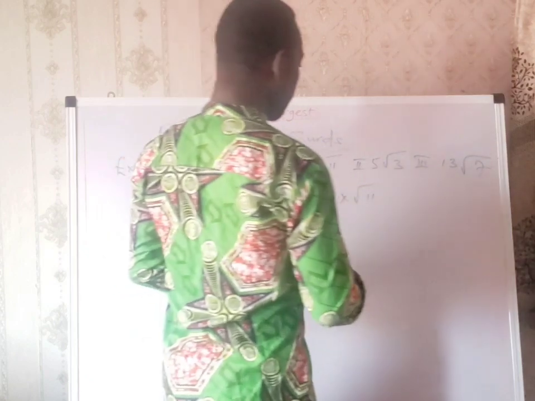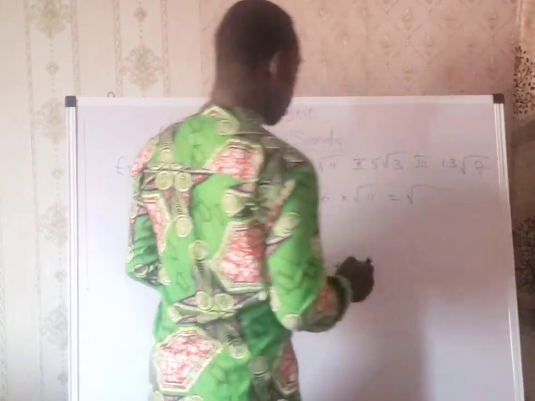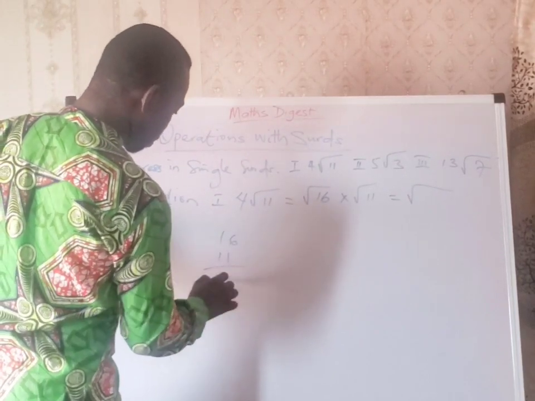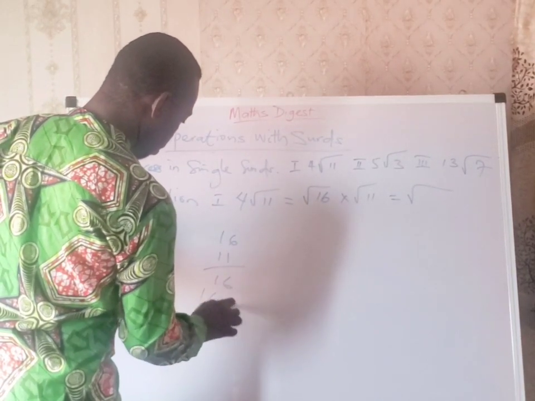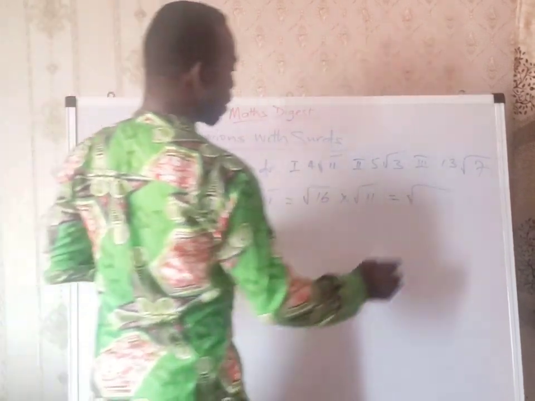So quickly we now say this will give you, if you say 16 times 11, this is 6, 7, 176. We now have what?